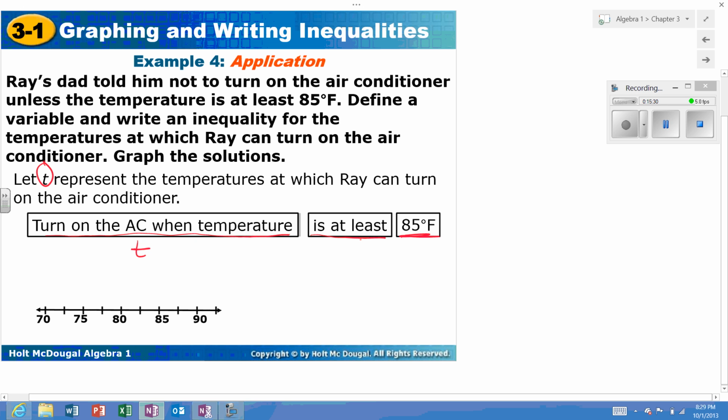Now we know that the words is at least from our last slide means that it's greater than or equal to. So T is going to be greater than or equal to, and then we can just put 85. So if we write that a little closer together, T is greater than or equal to 85. Now all we have to do is graph it. Well, at 85, we are going to use what kind of circle? It's going to be a closed circle because we're including 85. And it's telling us that T is everything greater than or equal to it. So it's everything over to the right side, all the numbers on this side. Okay?